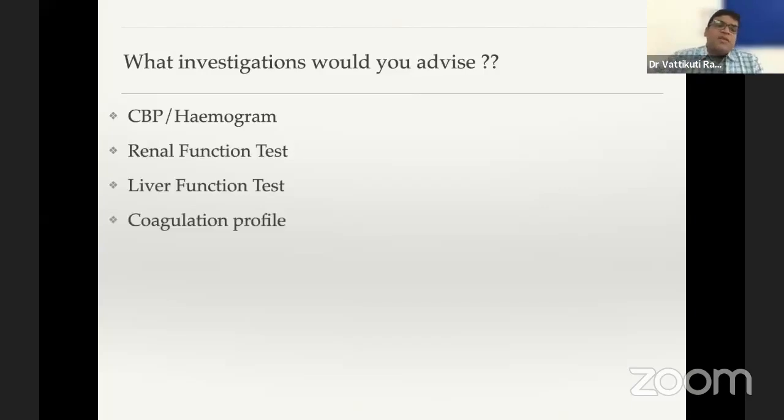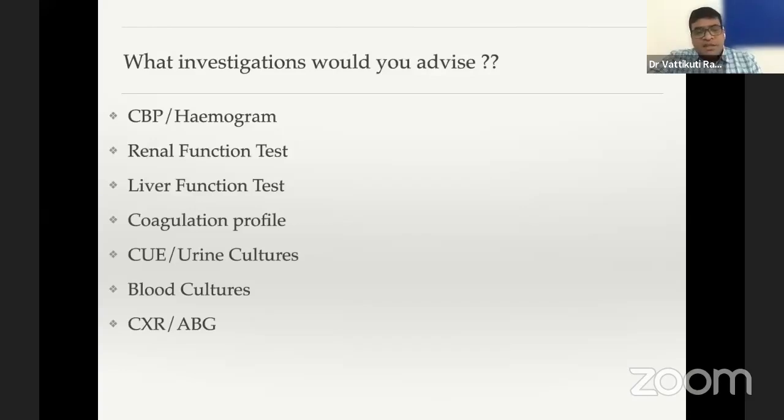Then the other would be coagulation profile. Obviously, patient being hospitalized, you want to start him on anticoagulation. You have to look at the baseline coagulation status before initiating any anticoagulation. And urine cultures, obviously, because you want to rule out infection, so you do a complete urine analysis. Subsequently, you want to send urine cultures to rule out infection. Then blood cultures, again, to rule out any blood infection.